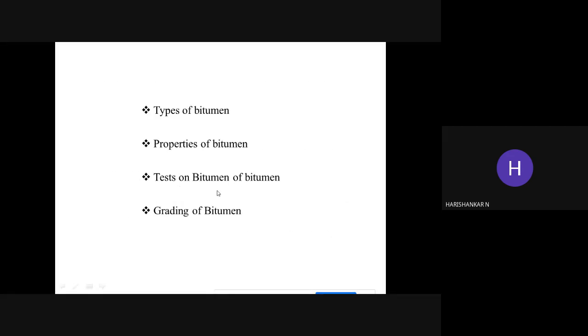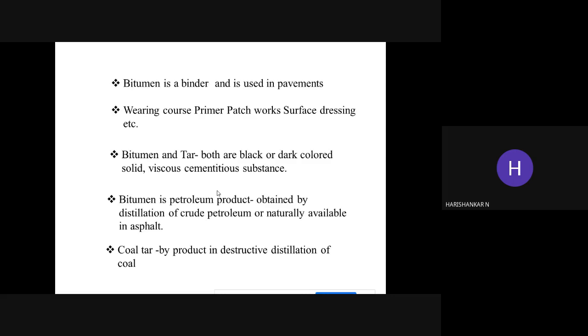So after that, we have to study the different types of bitumen, then different properties of bitumen, testing and grading. Okay, so it's a binder used in pavements. Bitumen is mainly used, or a higher percentage of bitumen is used, at the top layer, because the top layer has two properties. The first property is it should be highly watertight, as well as capable of preventing wear and tear. So it should be sufficiently hard. For that purpose, we use a higher percentage of bitumen at the top layer.